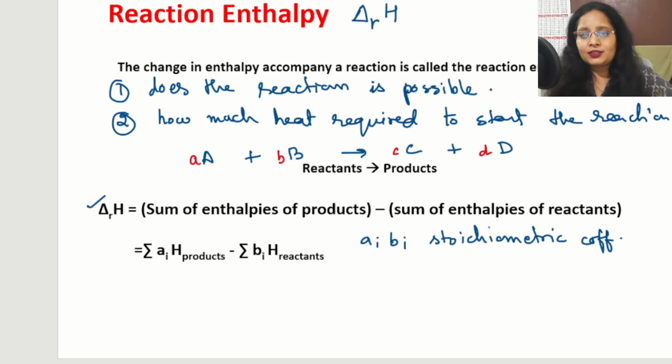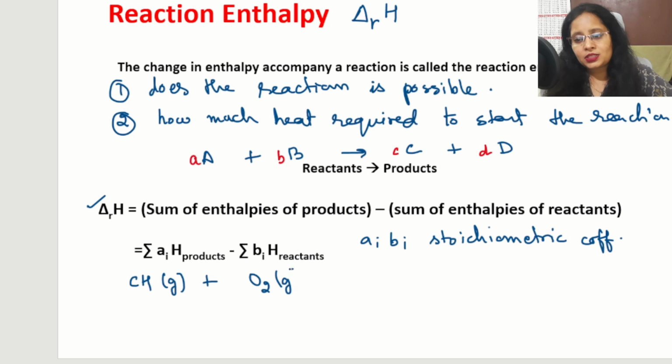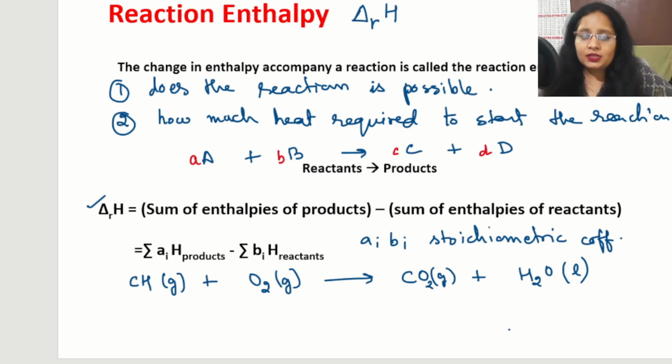Let's have a real life example to understand better. We have a reaction where methane reacts with oxygen, or we can say methane CH4 in gaseous form combines with oxygen in gaseous form, and it gives the product carbon dioxide gas and water as a liquid. In this reaction, if we are going to calculate the reaction enthalpy, first of all we need to balance the reaction so that we can get the stoichiometric coefficients. So to balance this reaction, we have to add 2 here and 2 here. Now this reaction is balanced.